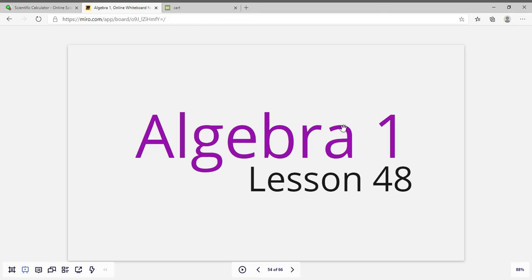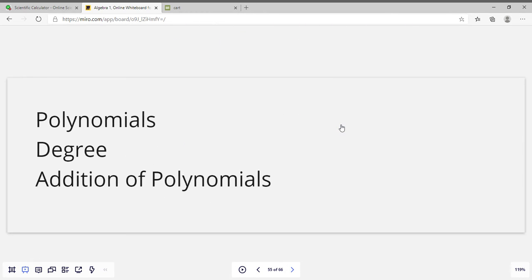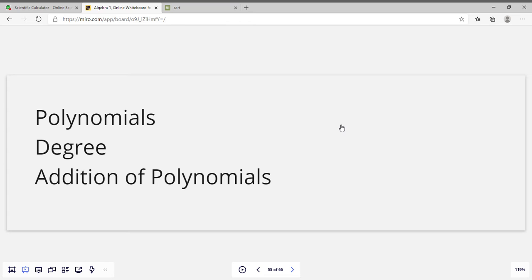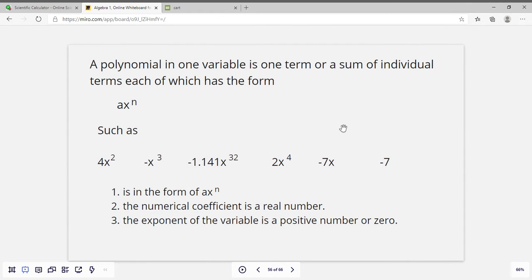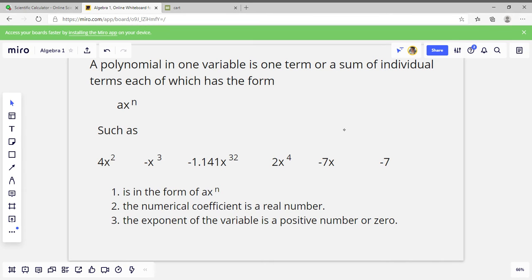In this lesson, we are going to cover polynomials, degree of polynomials, and addition of polynomials. This lesson is filled with a whole bunch of vocabulary words and new concepts without working a whole lot of problems, so I'm just going to go over this and give you examples of what this is talking about.